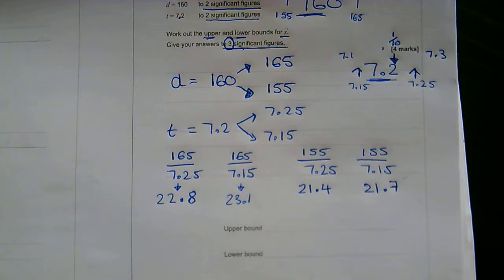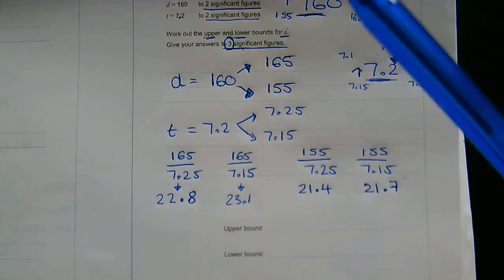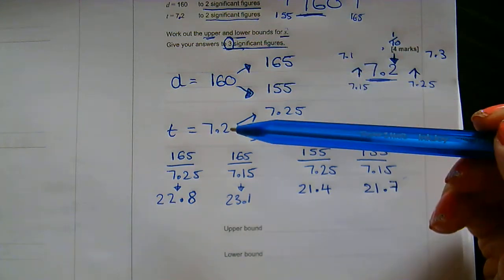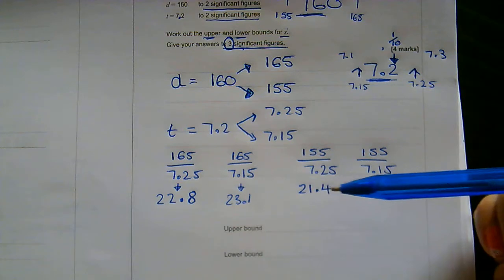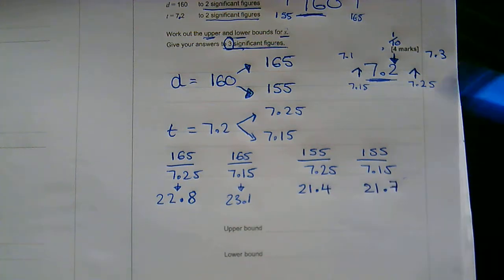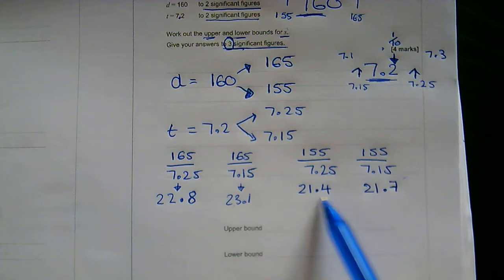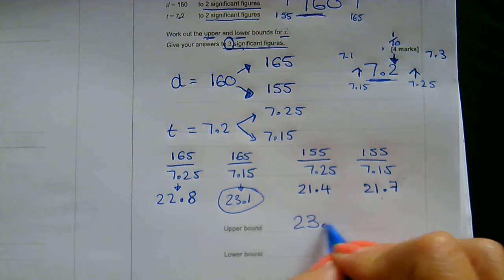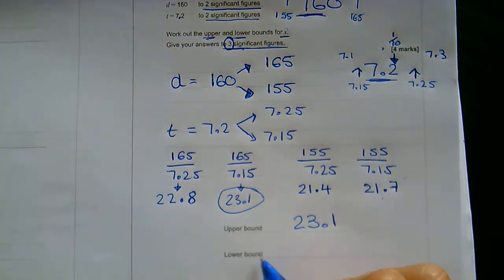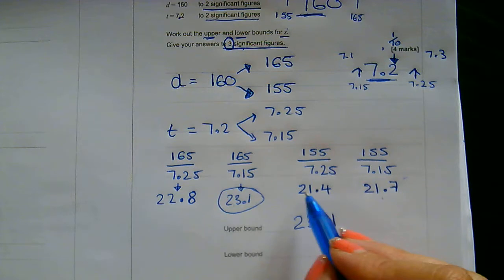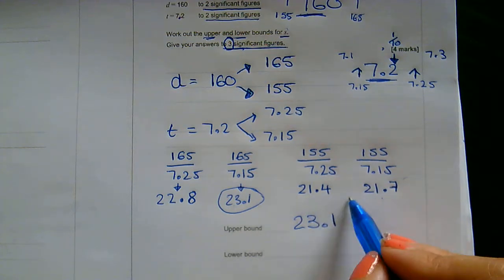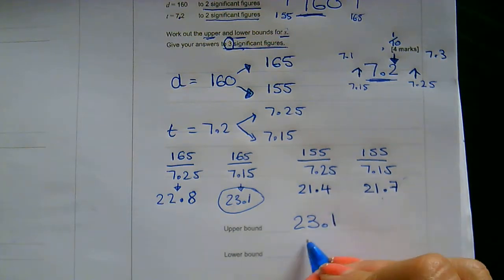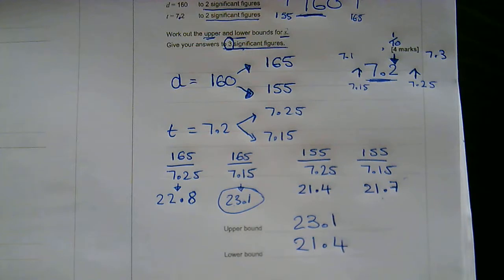So remember, it's always important to think about the context of the question. So these are speed. We don't get the context of it, but say a speed is so many miles per hour, then our upper bound is obviously going to be our biggest one. So 22.8, 23.1, 21.4, 21.7. So this is going to be our upper bound. 23.1 is our fastest. And our lowest speed is between 21.4 and 21.7. 21.4 is smaller than 21.7. Think about £21.40, £21.70. So our lowest is 21.4.